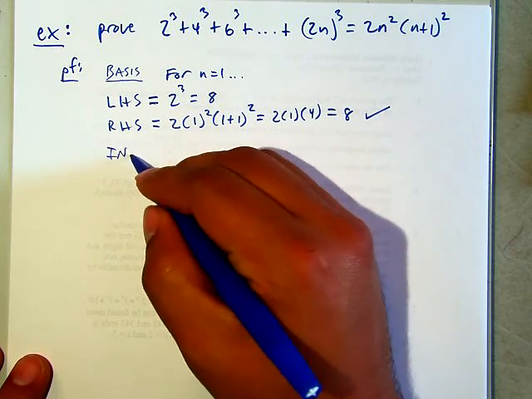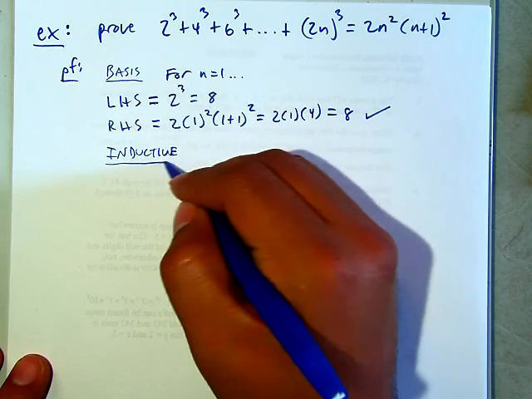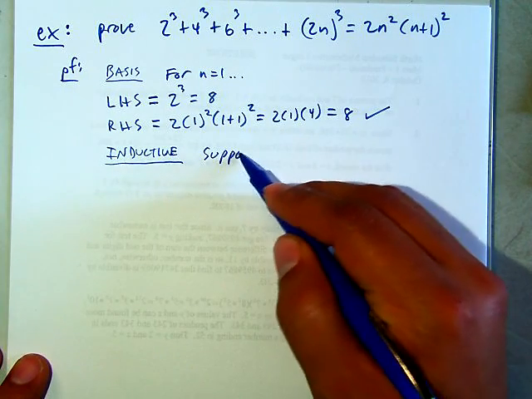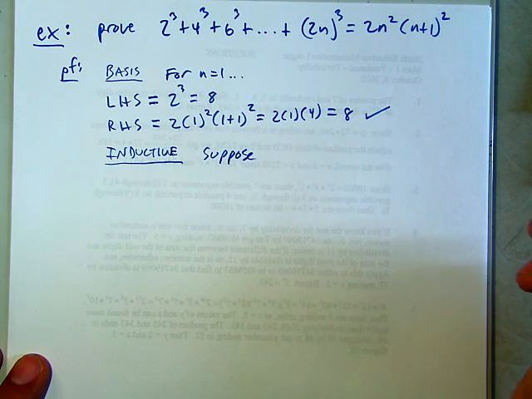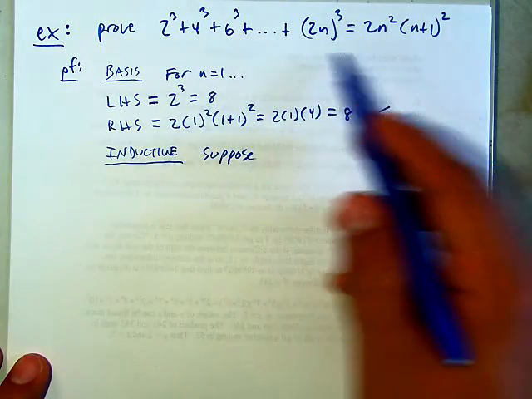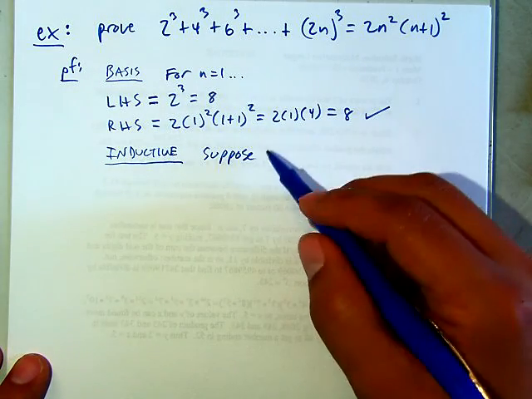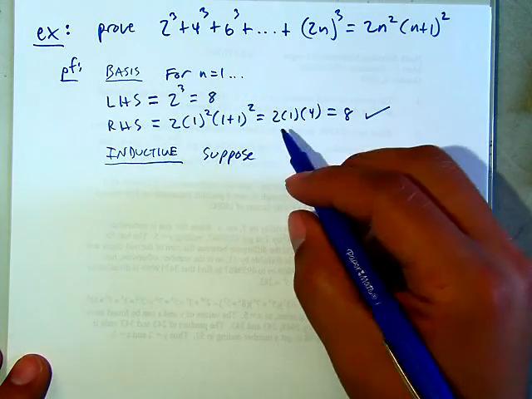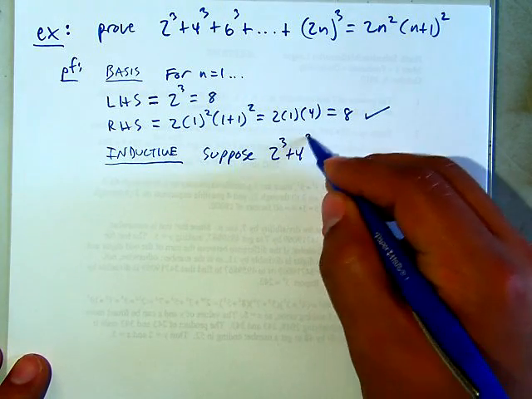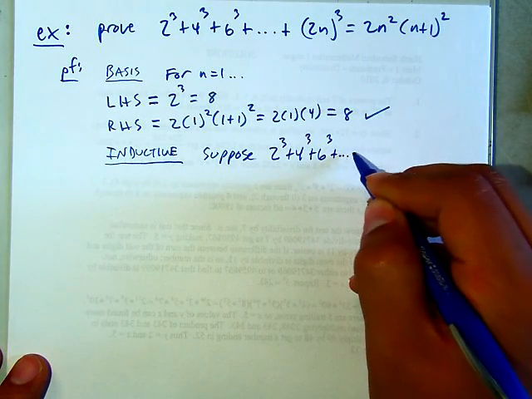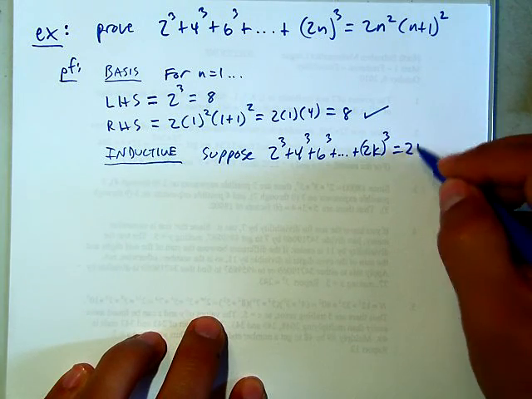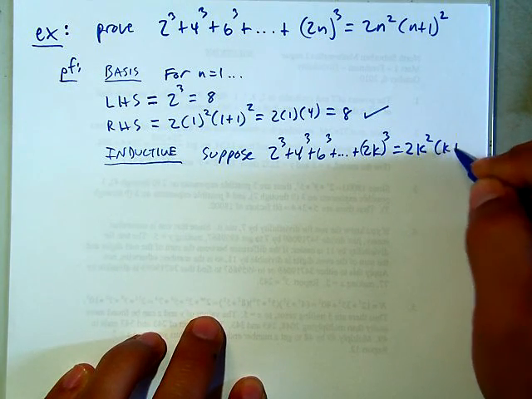The inductive step comes next. Suppose what? Suppose that when n equals k, this is true. So how do I write that? Basically, swap out the n with k. So suppose 2 cubed plus 4 cubed plus 6 cubed, etc., plus 2k cubed equals 2k squared times k plus 1 squared.